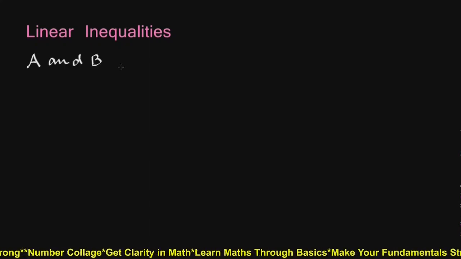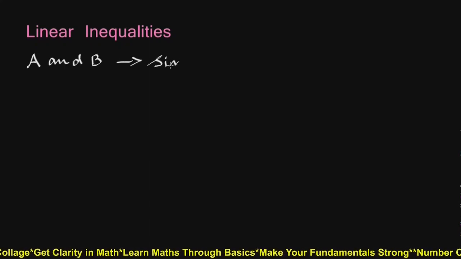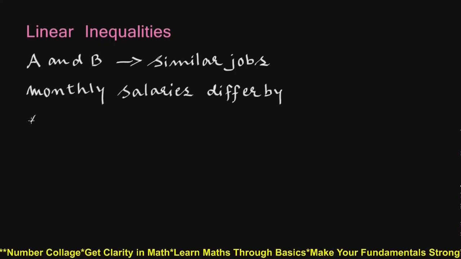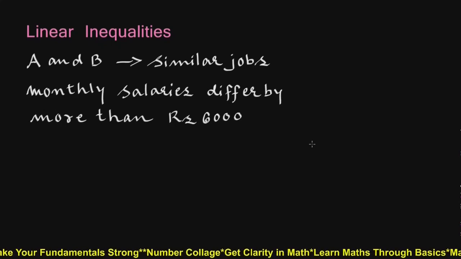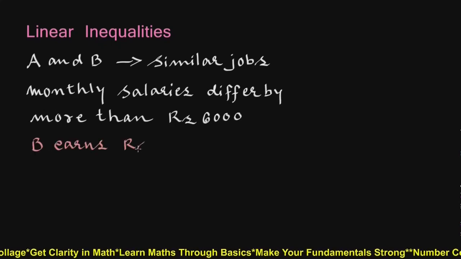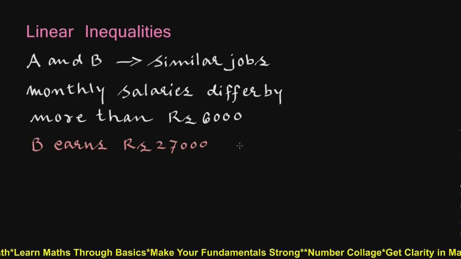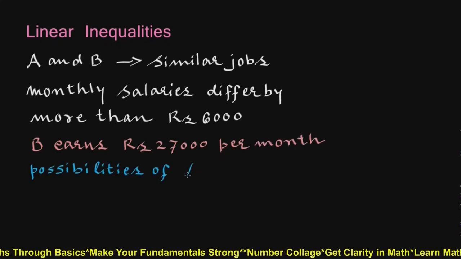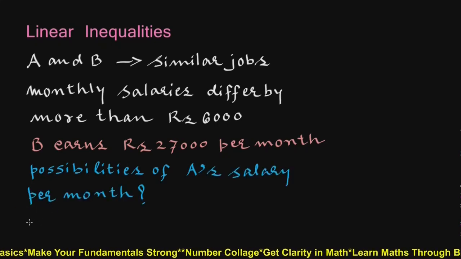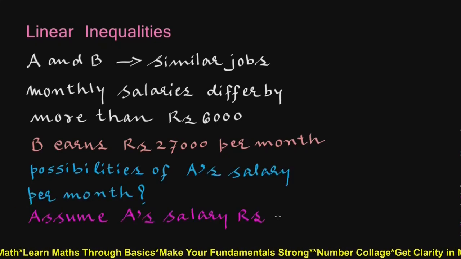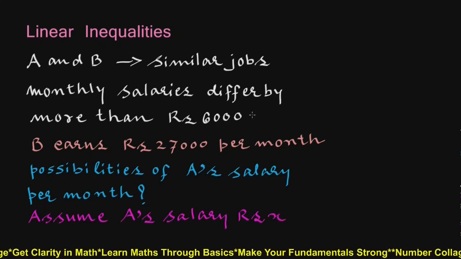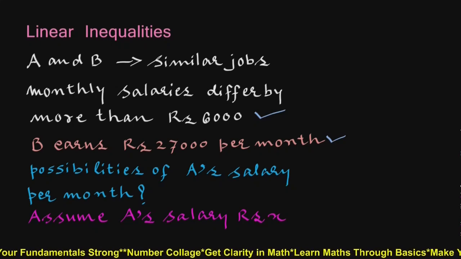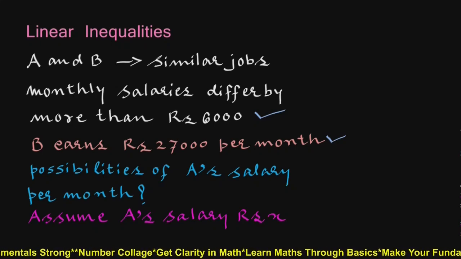A and B are working on similar jobs, but their monthly salaries differ by more than 6,000 rupees. If B earns rupees 27,000 per month, then what are the possibilities of A's salary per month? We will start by assuming A's salary to be rupees x. According to the condition, we have to consider two types of differences between their salaries.